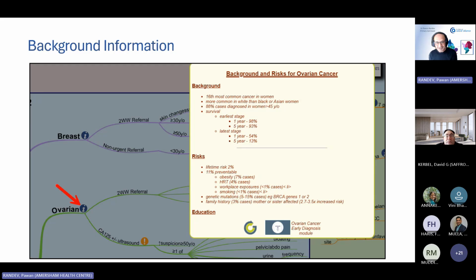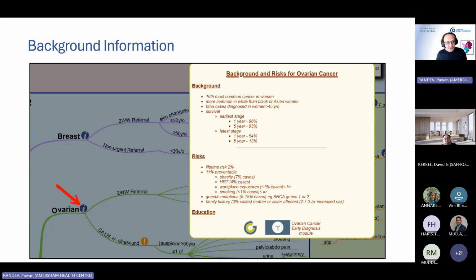So for ovarian cancer, you can see that there's a lifetime risk of 2%. There are particular issues around genetic mutations, including the BRCA genes in particular, and also in general family history. And if you want to expand your learning, then at the bottom, there's a link to the ovarian cancer early diagnosis module in Gateway C.